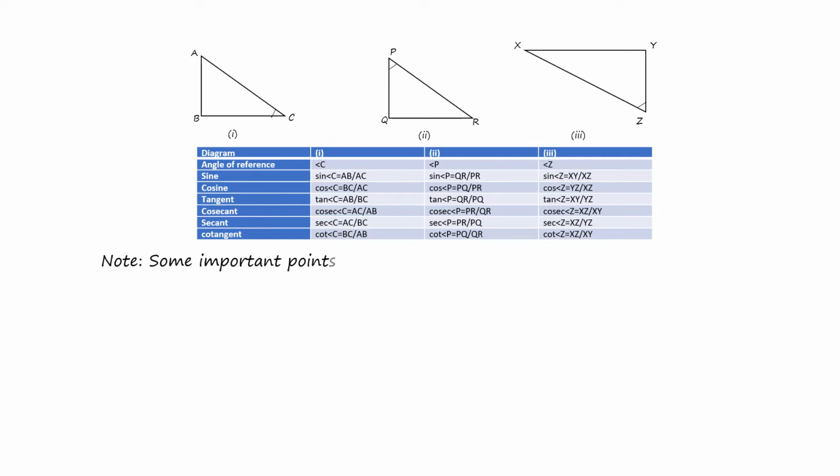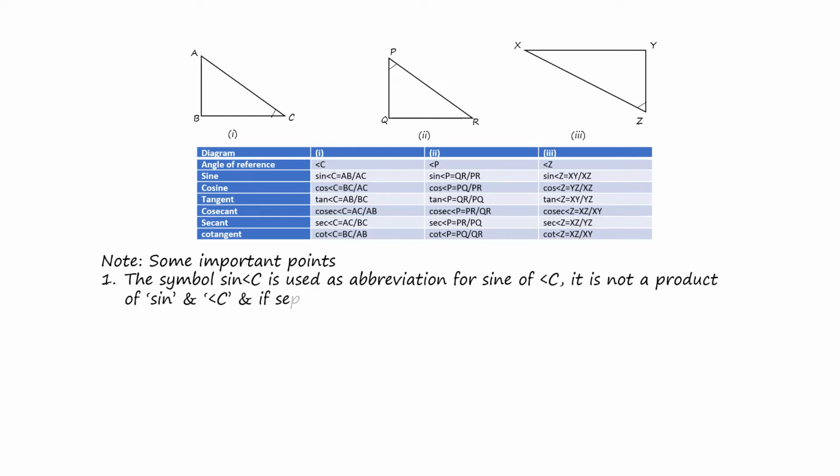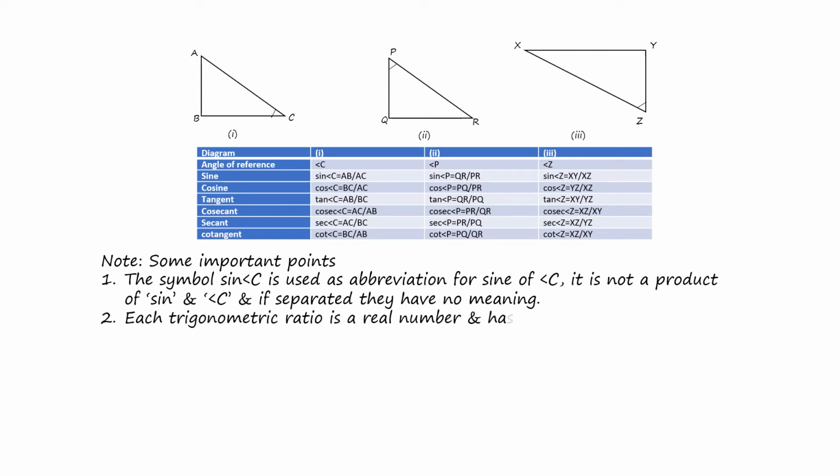Now, some important points to remember. The symbol sin C is used as the abbreviation for sine of angle C. It is not the product of the word sine and angle C. And if they are separated, it has no meaning. Each trigonometric ratio is a real number and has no unit.